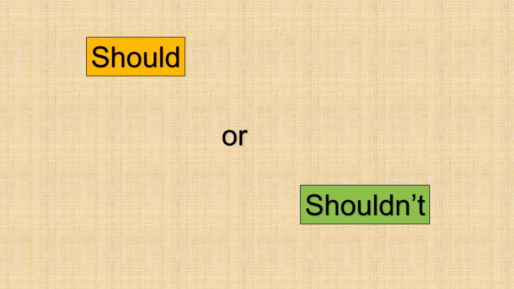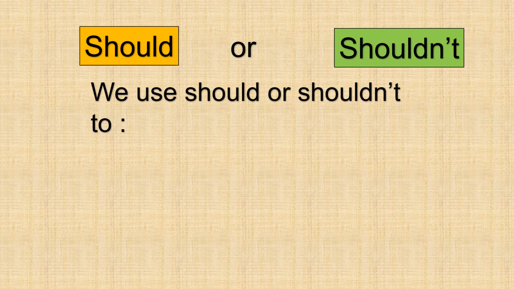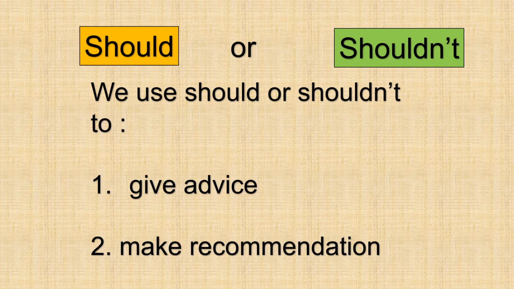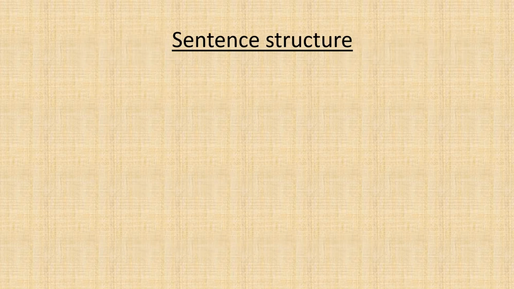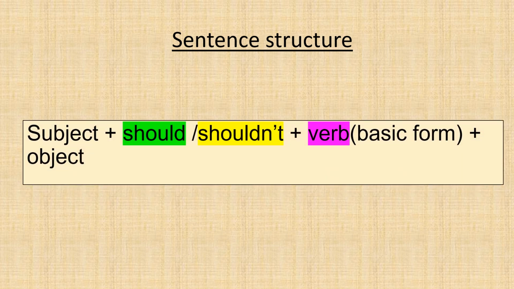Hello again. So today we are going to learn should or shouldn't. We use should or shouldn't to give advice or make recommendations. The sentence structure for should or shouldn't is subject plus should or shouldn't plus verb, which is in the basic form, and plus object.